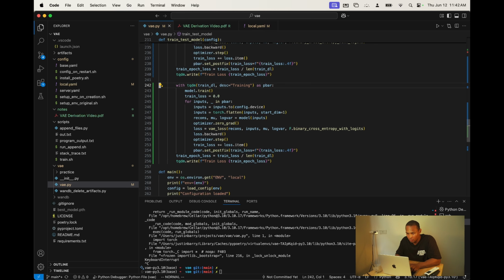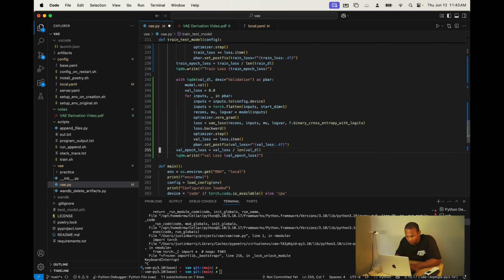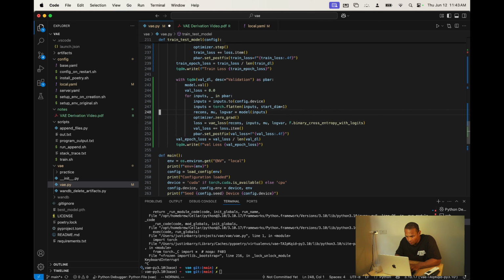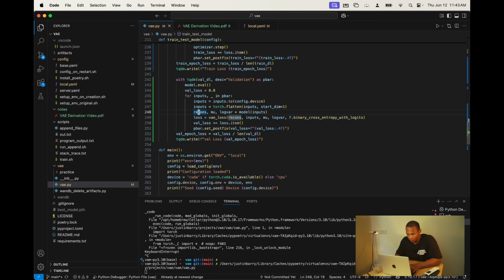Okay. Train, I'm going to replace. Okay, I'm going to remove that. Model.eval for that.